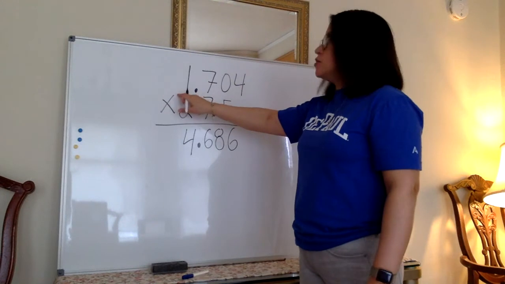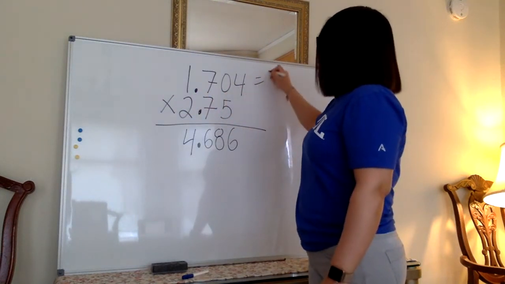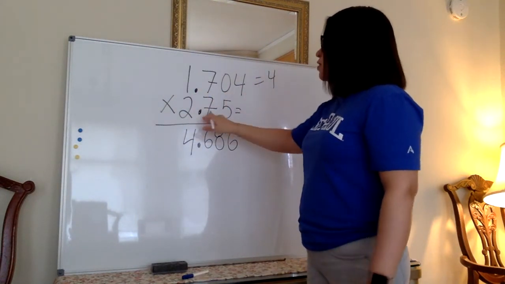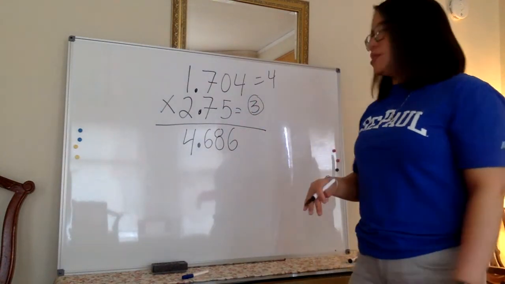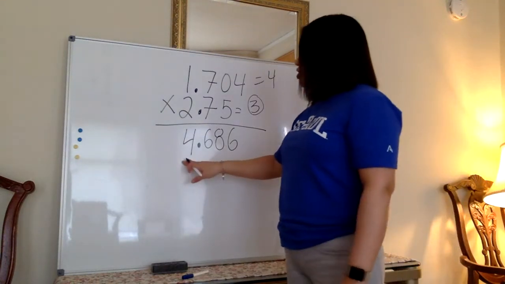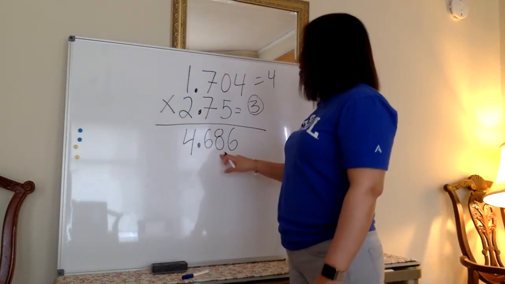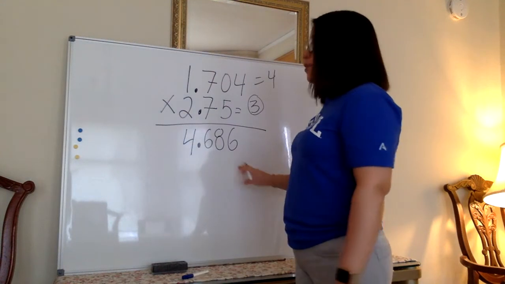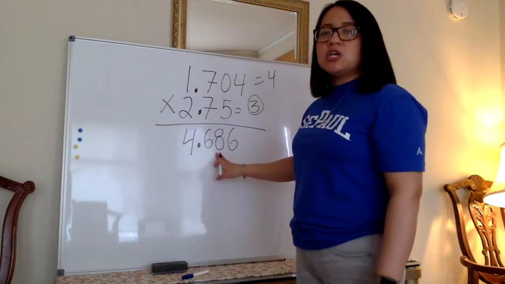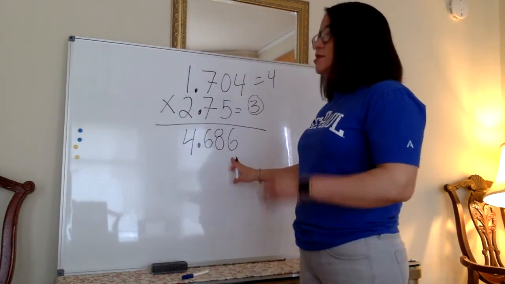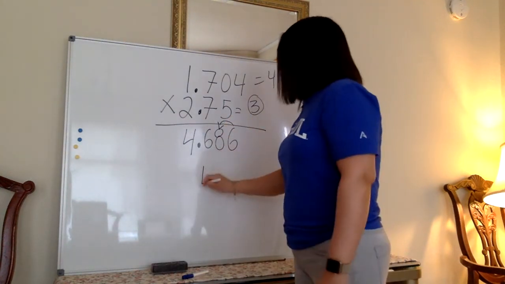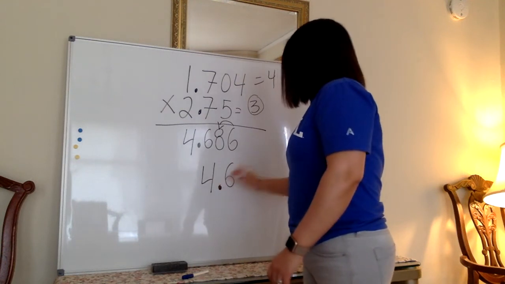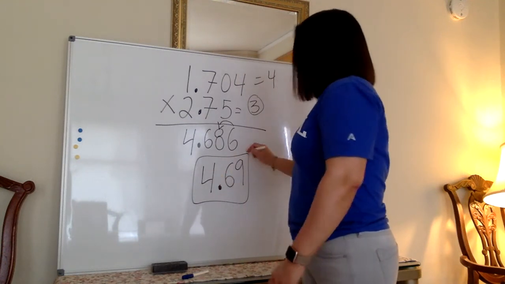The very first one has 1, 2, 3, 4 significant digits. The bottom one has 1, 2, 3 significant digits. So my final answer should only have 3 significant digits. That means it should stop at 4.68. However, before you say my final answer is 4.68, always check the next number and make sure it doesn't make the number round up. In this case, it does. The 6 makes the 8 round up, so your final answer should be 4.69. So that's the end of this lecture, guys.